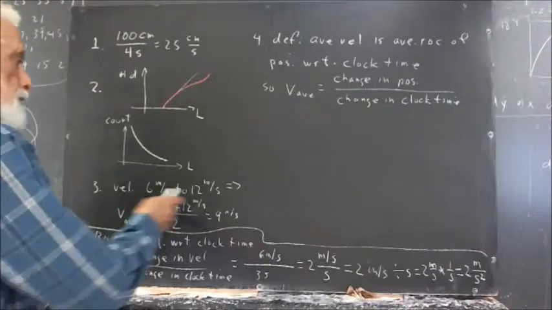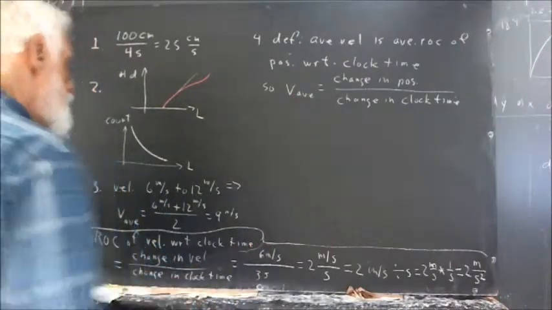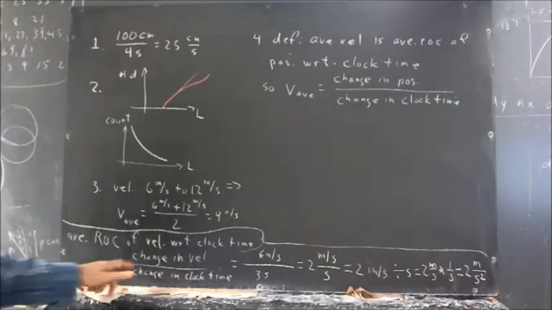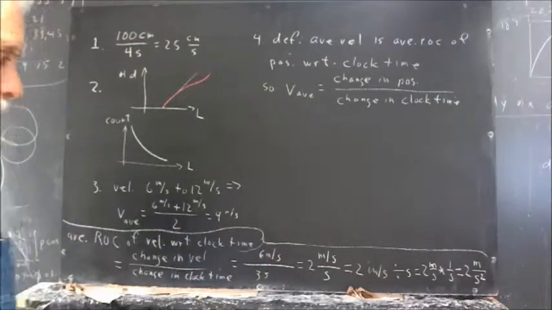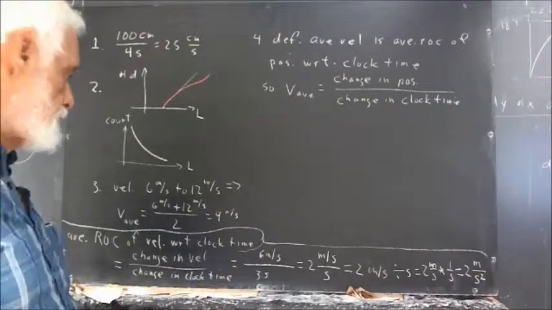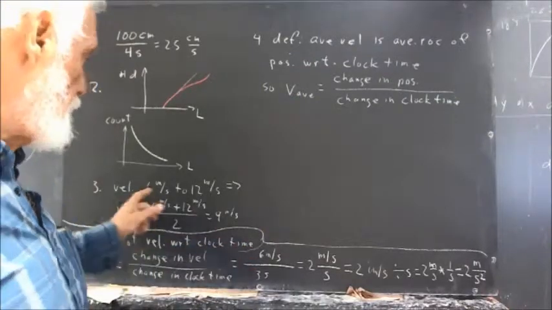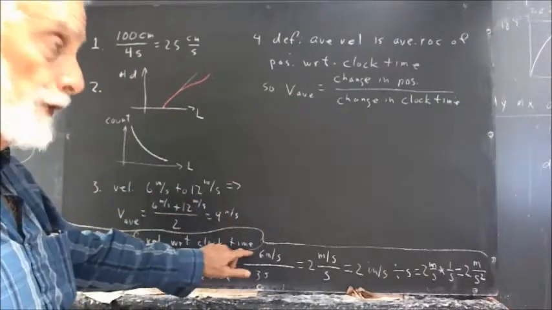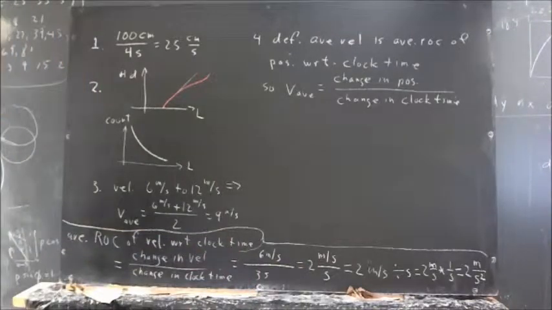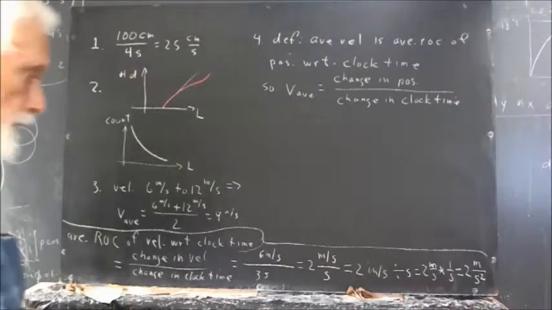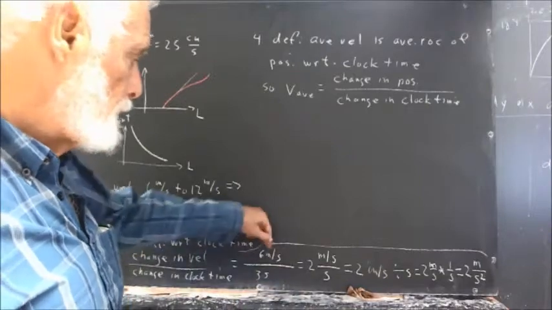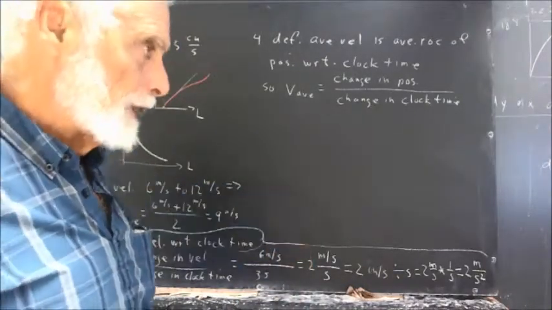So, from 6 to 12 meters per second, the change in velocity is 6 meters per second. The change in clock time was given as 3 seconds. So if you divide the 6 meters per second change in velocity by the 3-second change in clock time, you're getting the average rate of change of velocity with respect to clock time. And that calculation, 6 divided by 3 gives you 2, and you have meters per second divided by seconds.